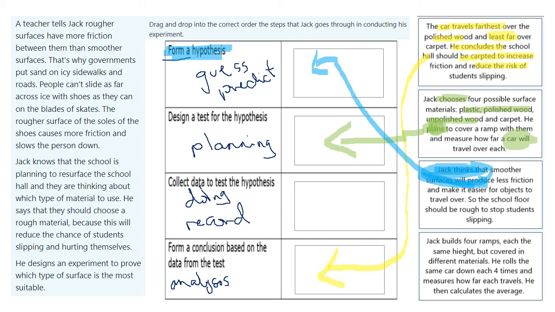And then finally, Jack builds 4 ramps. He does it. Each one is the same height, but covered with a different material. He rolls the same car down each 4 times and measures, records how far they travel. Then he calculates the average. These are all things that he does. This is conducting the experiment. It's collecting data.